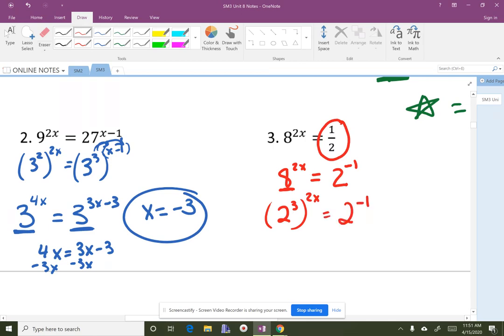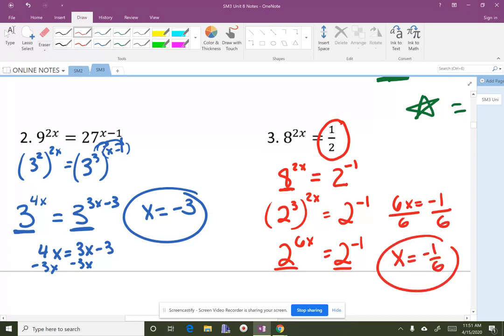When I have powers to a power, I multiply. So this is 2 to the 6x equals 2 to the negative 1. Bases are the same, so 6x equals negative 1. Divide by 6, and I get x equals negative 1/6. Same idea. As long as I can rely back on those rules in the chart above, this is really, really basic. The more you do of them, I promise you, the easier you're going to recognize the patterns and what rule will make this work easiest for you.